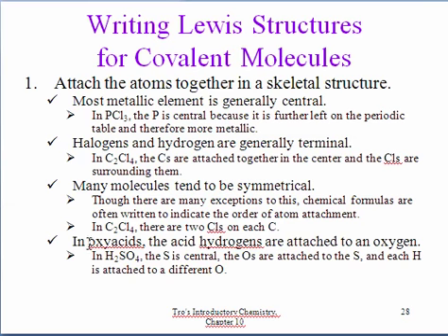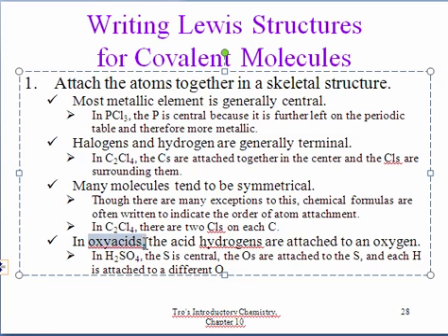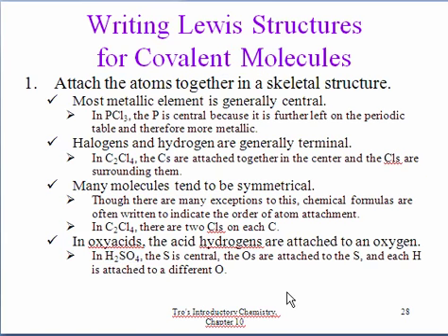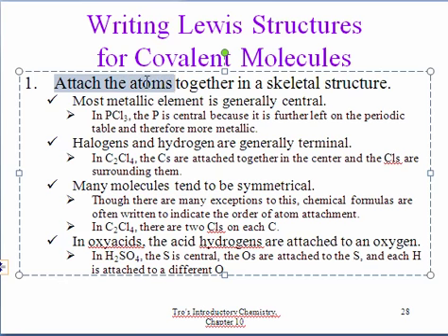Now here's something important. In oxyacids, the acidic hydrogens are attached to an oxygen. So in H2SO4, we have 1 sulfur. That's going to be central. The oxygens are attached to the sulfur, and each hydrogen is attached to a different oxygen. Okay, so step 1, attach the atoms together in a skeletal structure.